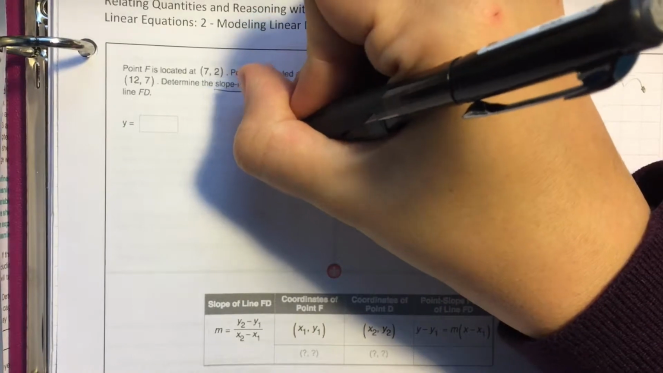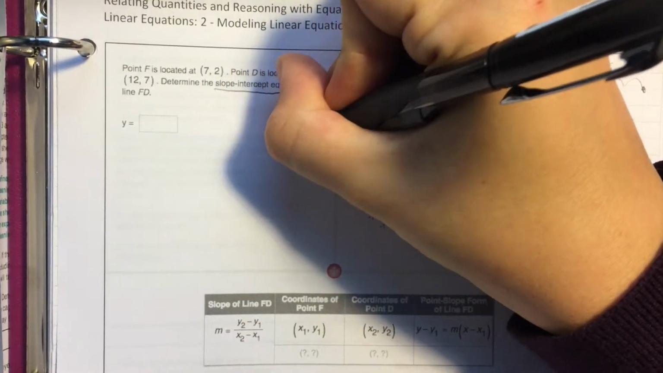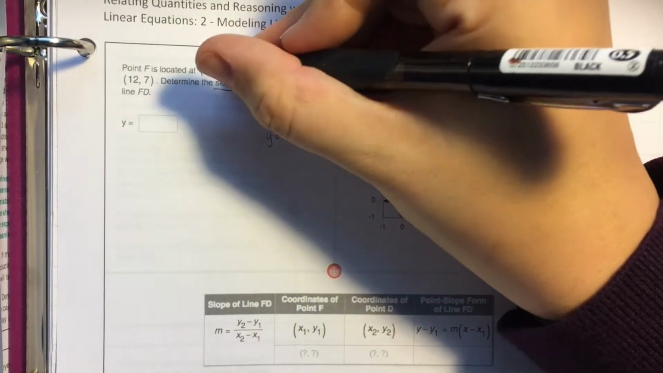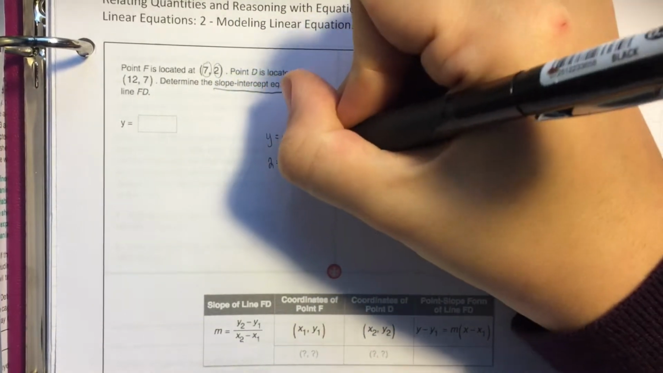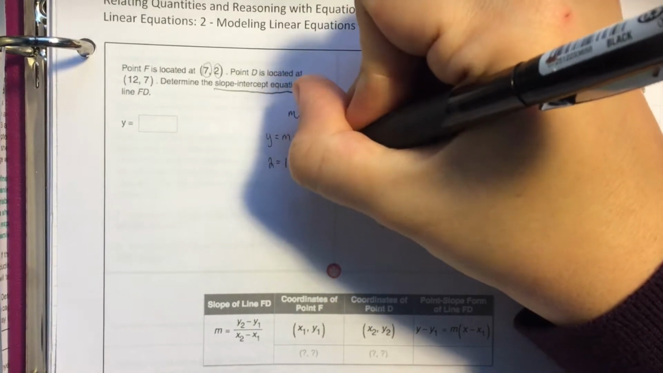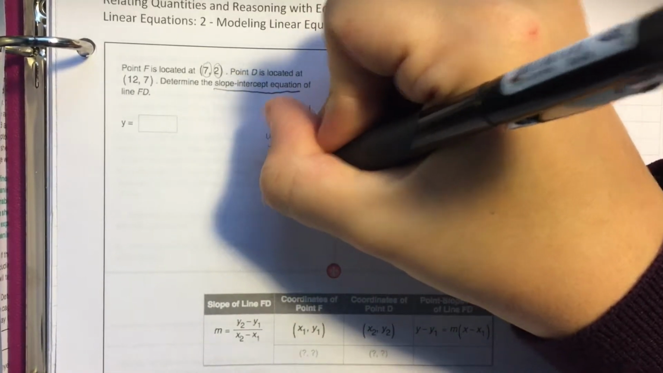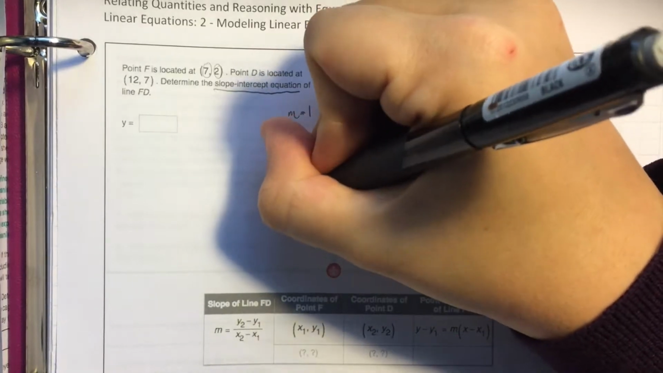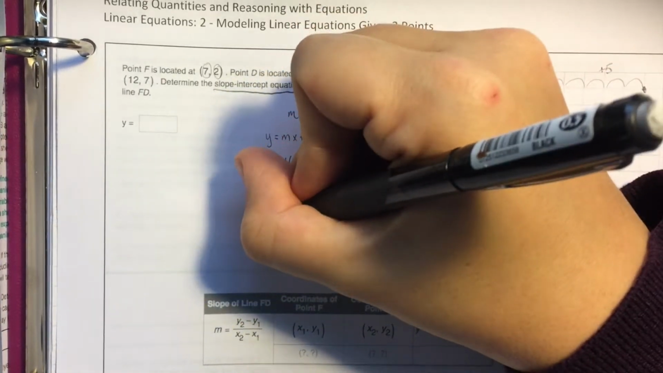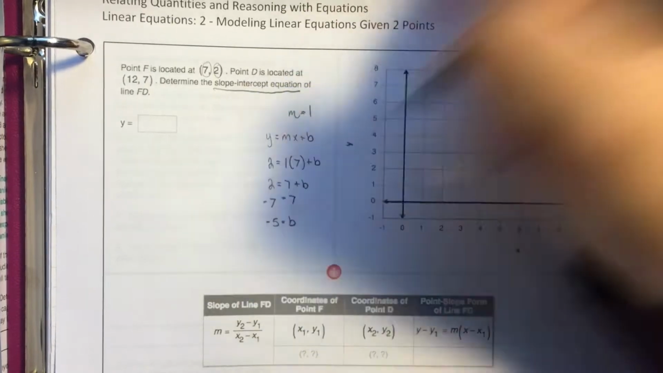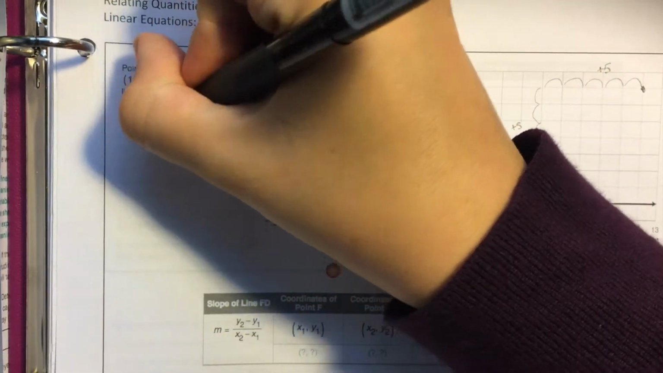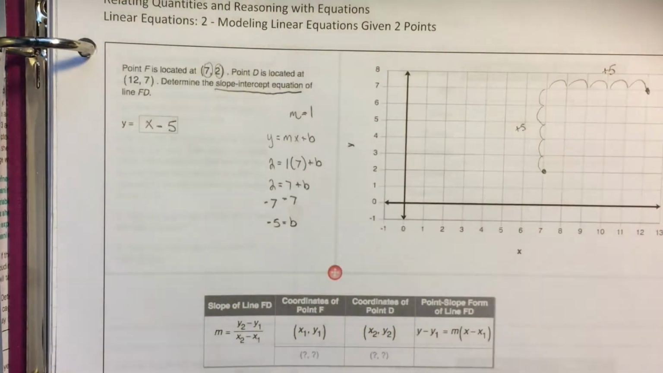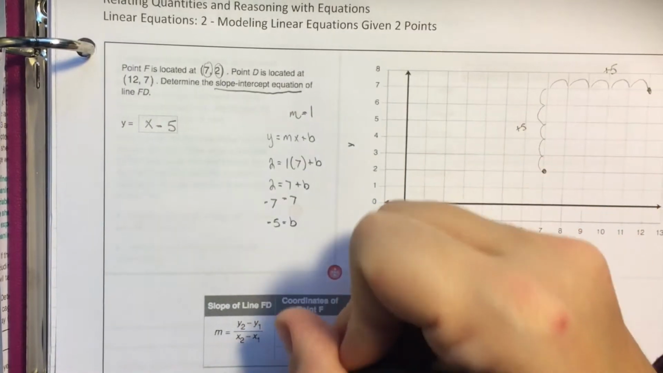Then I need to determine my y-intercept. So by doing that, I'm going to substitute one of my coordinate points and my slope into the slope-intercept equation and solve for the y-intercept. So 2 as my y value is equal to 1 times my x value, which is 7, plus b, and then I solve for b. So I subtract 7 from both sides, and I get b is equal to negative 5. So my slope-intercept equation is y equals x minus 5.